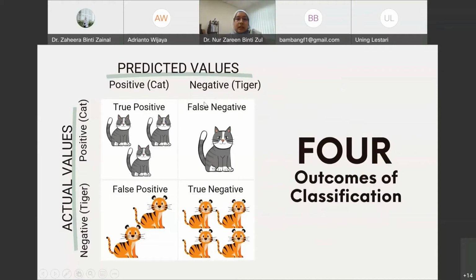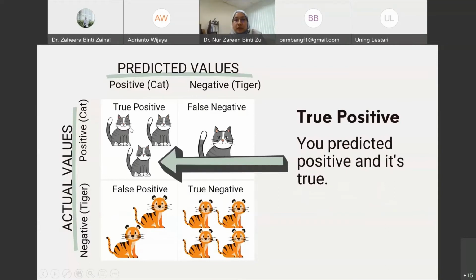Right, so this is basically what a confusion matrix would look like. There are 4 outcomes that can happen: either true positive, false negative, false positive, or true negative. Let's look at each of these one by one to understand what it actually means.